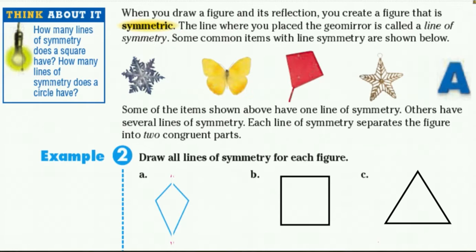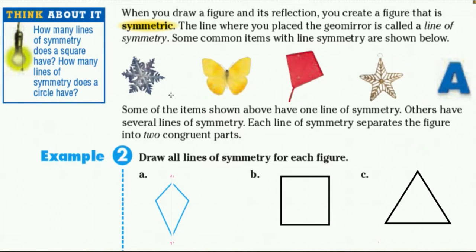And there's another thing that we need to understand. When you draw a line and its reflection, you create a figure that is called a symmetric figure. The line where you place a geomirror, or the line of reflection, is actually called the line of symmetry. So our line of reflection is also our line of symmetry. Some common items with a line of symmetry are shown below.